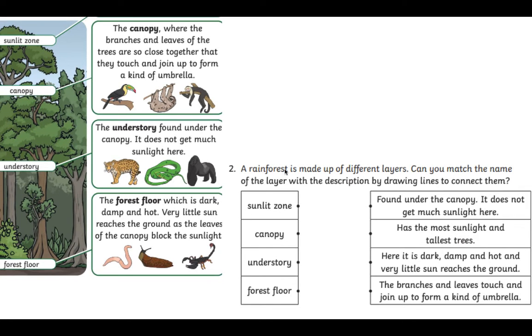Okay, well done, guys. So you should have put, hold on, let me just get the pen. You should have got that the sunlight zone has the most sunlight and the tallest trees. Okay, the canopy is the bottom one. The branches and leaves touch and join up to form a kind of umbrella. The understory is found under the canopy and it doesn't get much sunlight, and the forest floor is dark, damp and hot and very little sun reaches the ground. Okay, so you should have written those out. So if you just need to check on those ones, just pause your screens for a moment and then we'll move on.